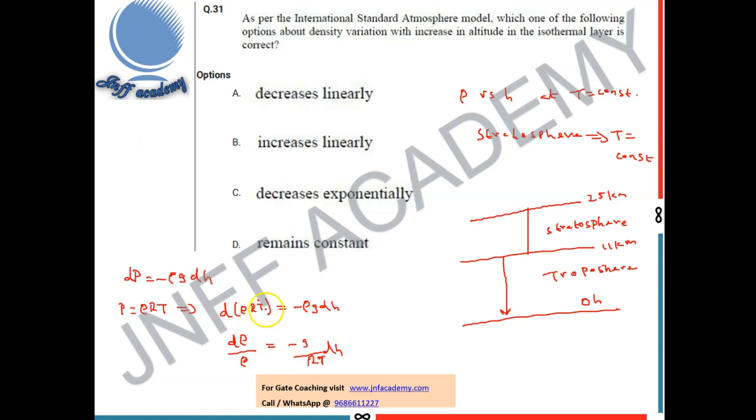See, we have taken R and T as constant, especially T as constant because it's an isothermal region. The question has clearly asked us about an isothermal region, so temperature can be treated as constant. If it's the troposphere, temperature cannot be treated as constant. We have already seen all these things in the class. So d rho by rho equal to minus G by RT into dH.